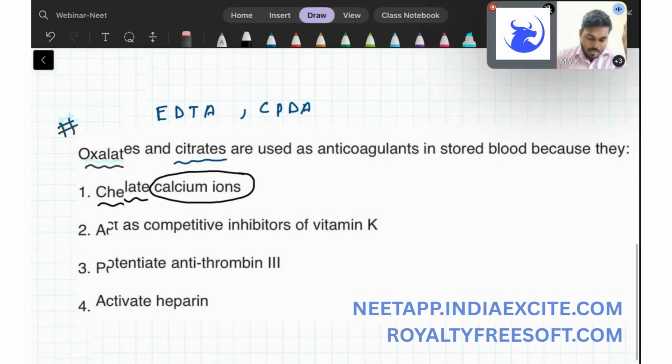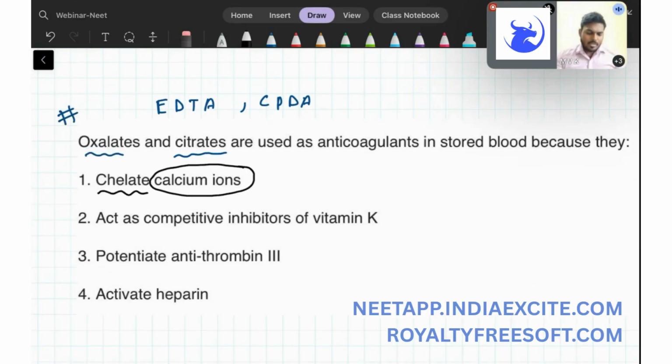But we are not going to stop with this. The correct answer here is option 1. But why not vitamin K, or potentiating antithrombin 3 and activating heparin? Basically, it is not going to activate heparin, right? The reason is obvious.